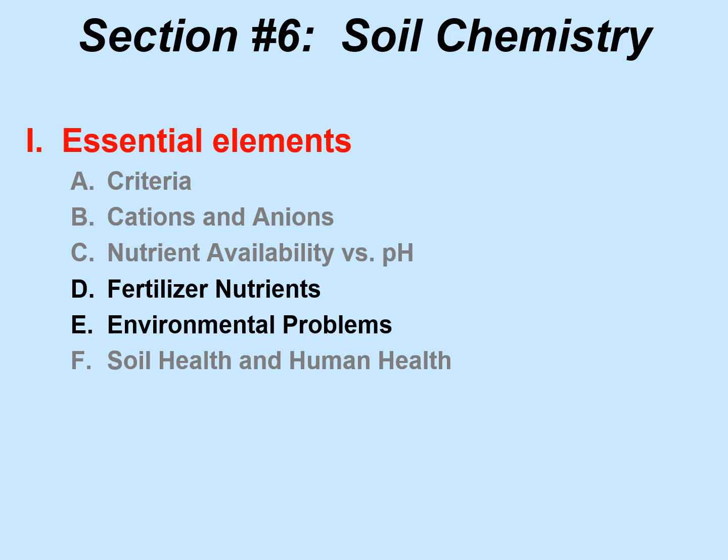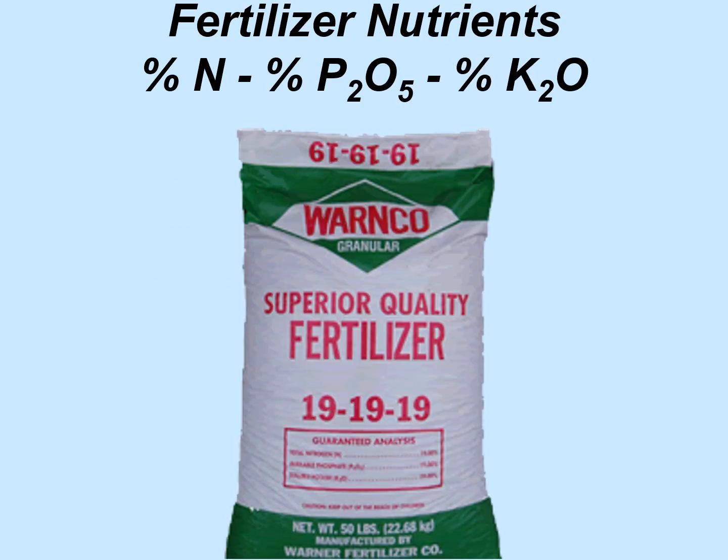Greetings. So this is our third of 5 screencasts, and this one we're specifically going to look at our fertilizer nutrients, talk about which of our 18 plant essential nutrients are considered our fertilizer nutrients. There's 3, and then we're going to talk about some environmental problems associated with 2 of those 3.